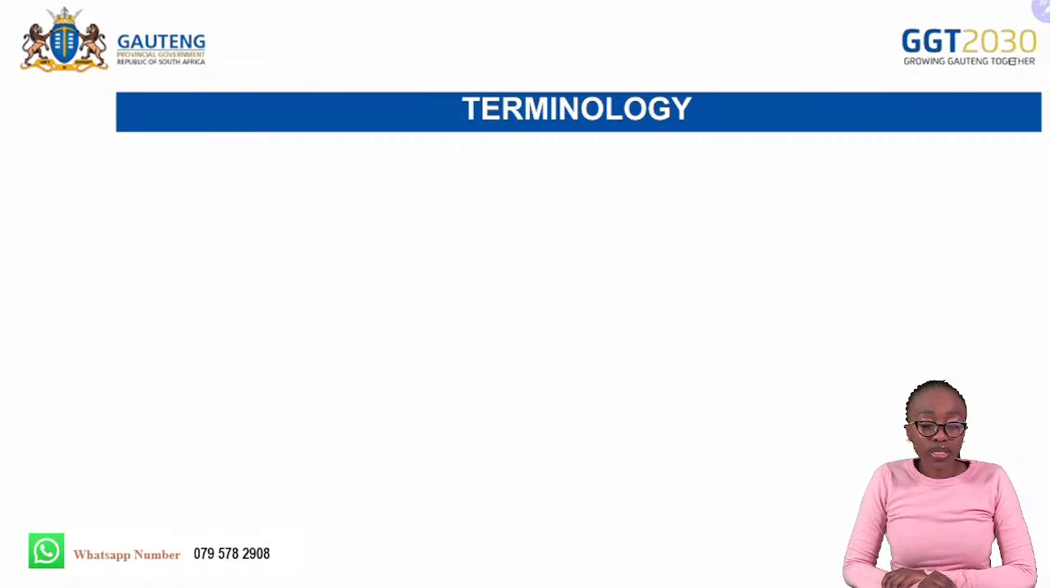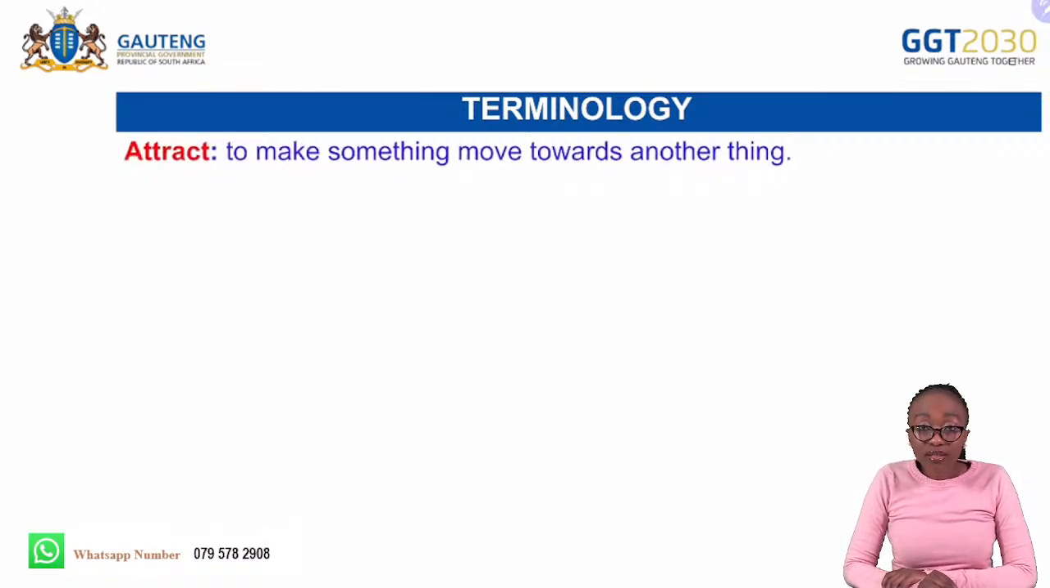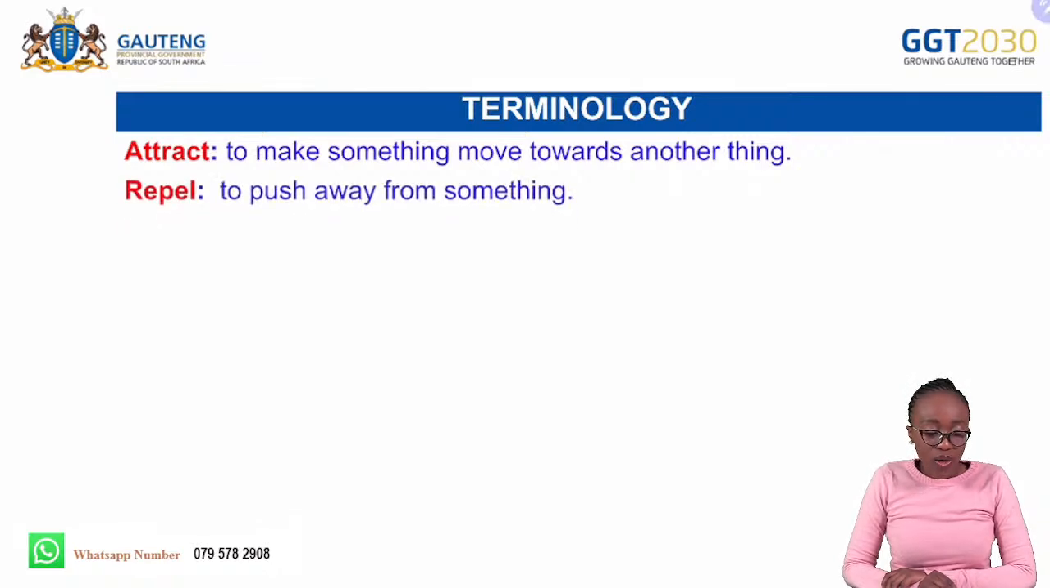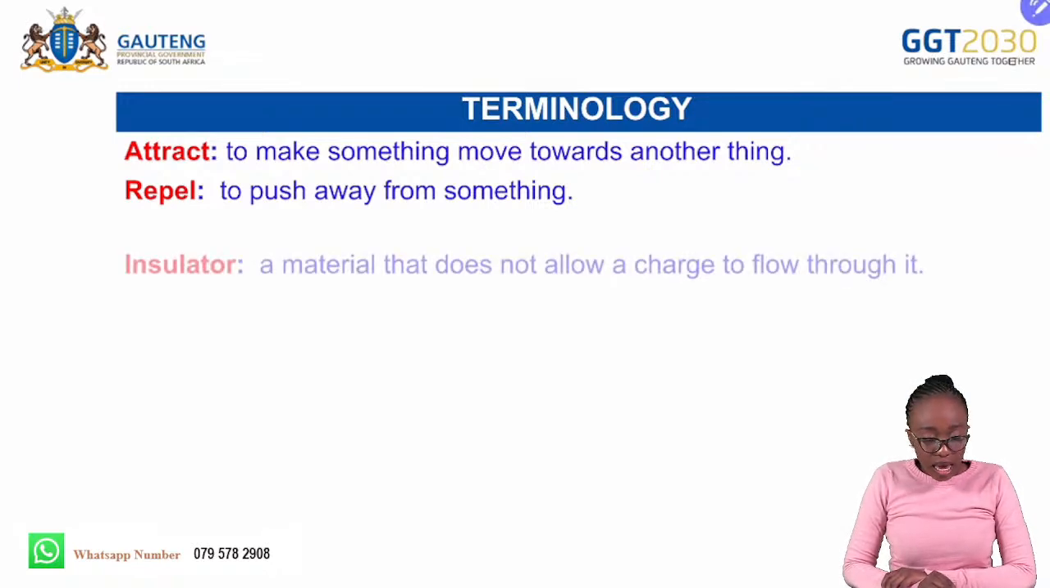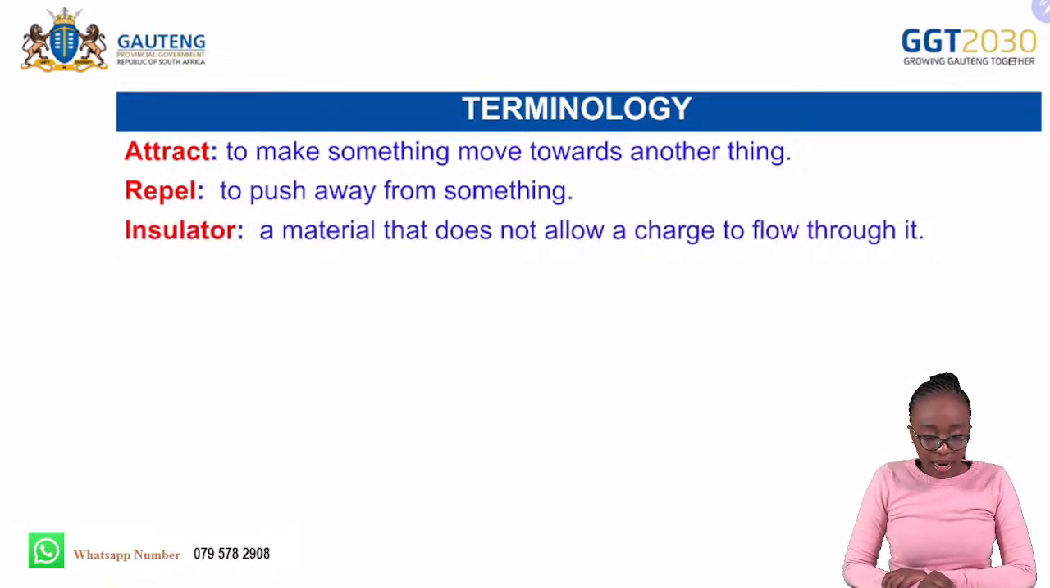We've got more terms. And then attract. What is to attract? To attract is to make something move towards another thing. And what is to repel? To repel is to push away from something. And then an insulator. An insulator is a material that does not allow a charge to flow through it.